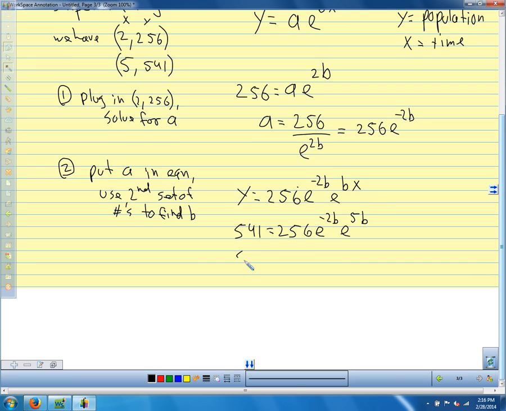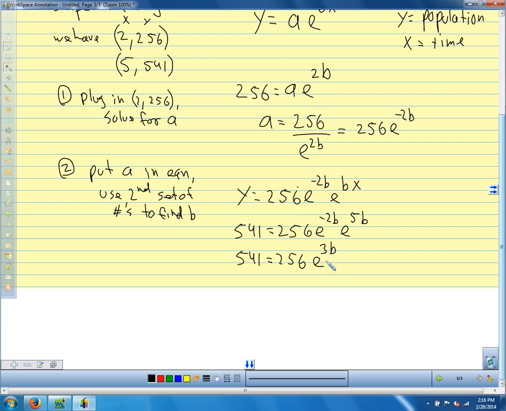So I'm going to write that as 541 equals 256. How can I write e to the minus 2b times e to the 5b? What do I do when I multiply these two numbers with exponents? What do we do with the exponents? When we multiply the numbers, we add the exponents. So this is e to the 3b. And now I can solve for b.